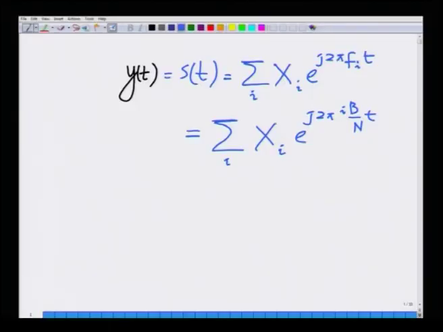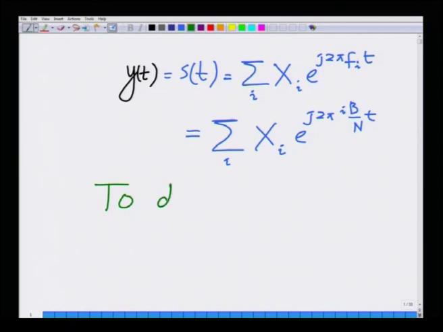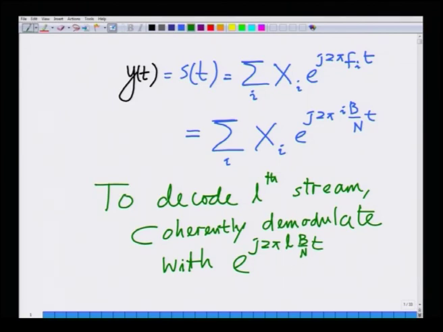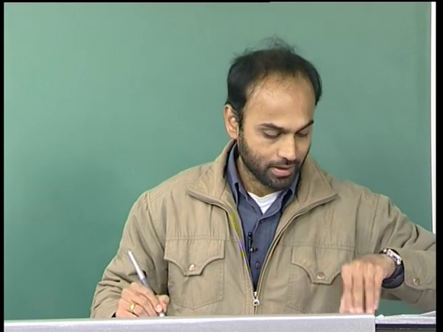At the receiver, as we already said, to decode the Lth stream, I am going to coherently demodulate with e to the power j 2 pi L B over N t. I am going to coherently demodulate with the subcarrier essentially, to demodulate the Lth information stream, and that process is as follows.